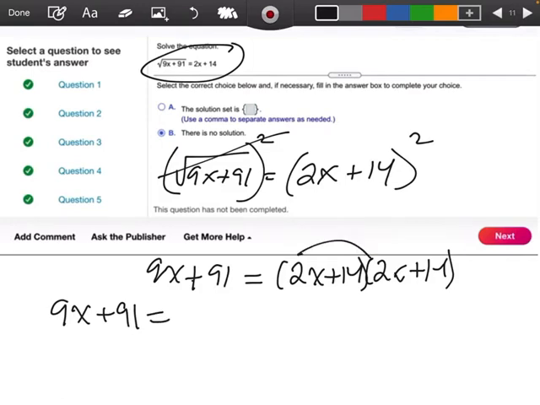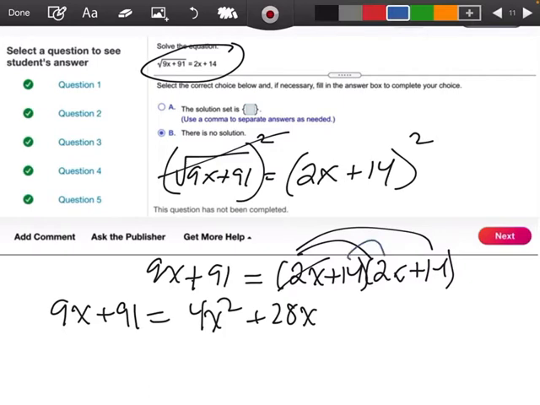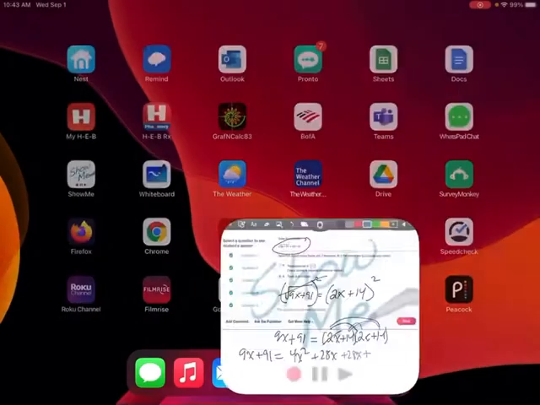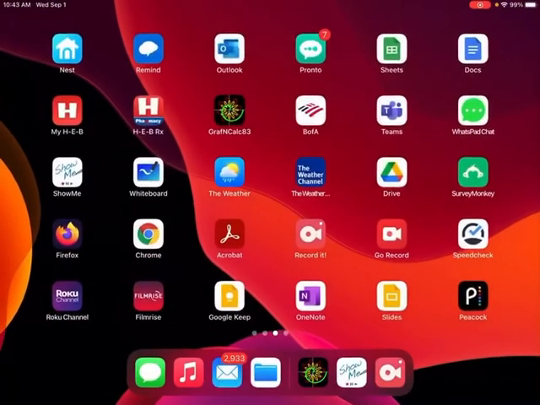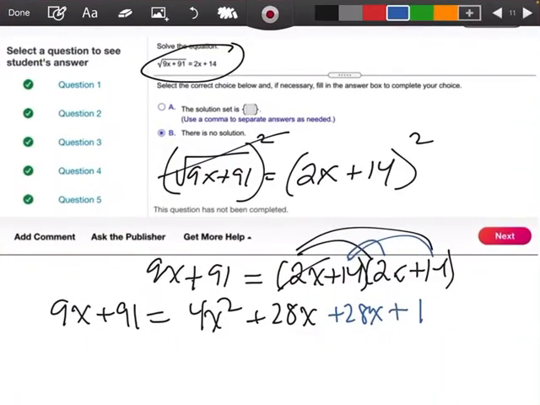Now let's start multiplying. So 2x and 2x is a 4x squared. 2x times 14 is a 28 with an x. We've already used this guy. Now let's use this one. So 14 times 2x is another 28x. And let's see, 14 times 14, I'm going to use my calculator here, guys. So 14 times 14 is 196. So let's come back over here, 196.